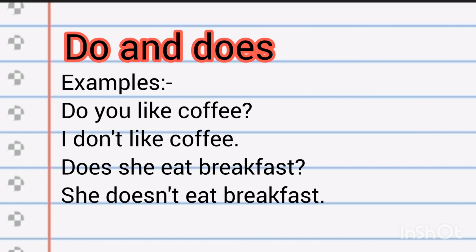Examples: do you like coffee? It is a question. I don't like coffee is a negative sentence. Another example: does she eat breakfast? It is a question sentence. Another example: she doesn't eat breakfast. It is a negative sentence.